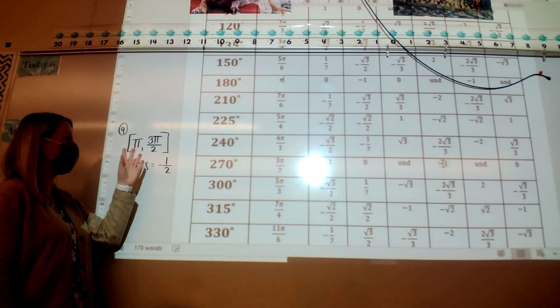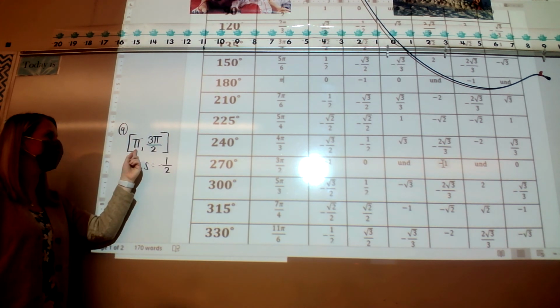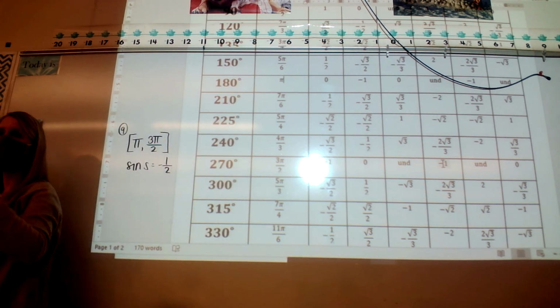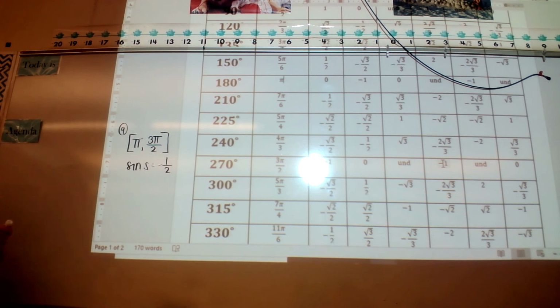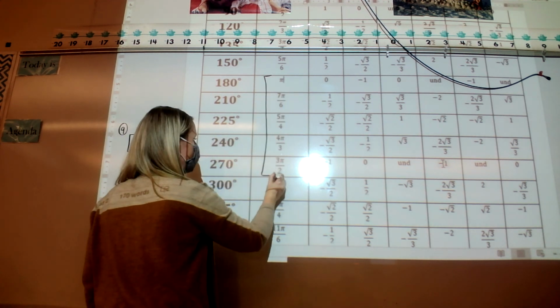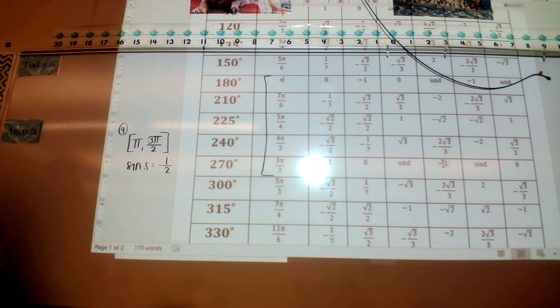I have a big old chart, but I am only looking for answers between pi and 3 pi over 2. So the rest of the chart I don't care about for this specific problem. That's basically what this is saying. It's saying my answer is somewhere in there. Okay, that's what that means.